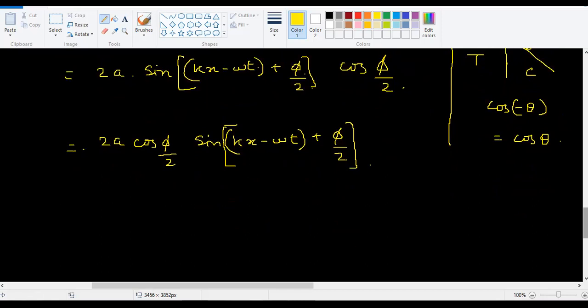Any doubts so far? So this is what I've shown you in the handbook. What this means is this is your amplitude. Whatever is in front of sine, I told you that is your amplitude. So this is the amplitude of the resultant wave.